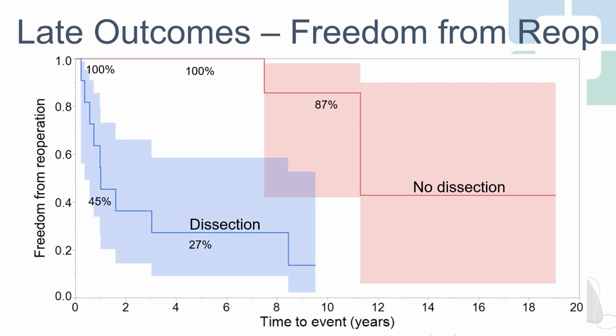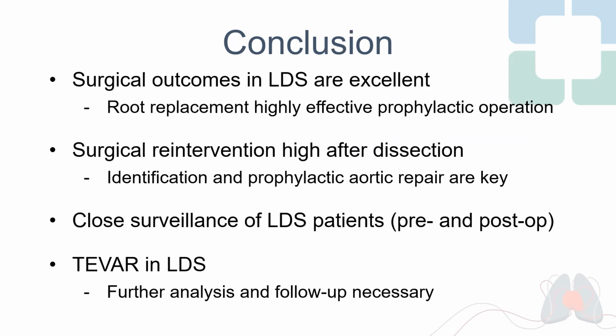Here's the difference in freedom from reoperation by patients who had no dissection versus dissection. And you see a big difference here at 10 years. 87% of patients who had no dissection were free from a reoperation at 10 years. Fairly simplistic analysis, but basically surgical outcomes are excellent with root replacement, and it's a very effective operation for preventing dissection. After dissection, a lot of these patients require multiple operations, and that's why patients need close long-term surveillance.